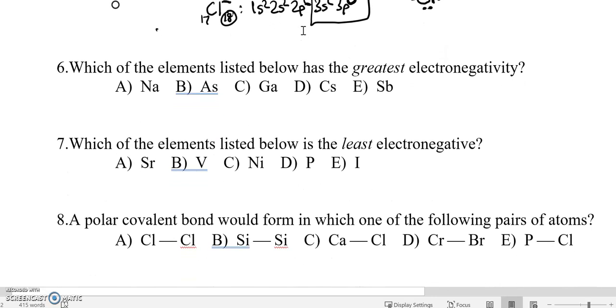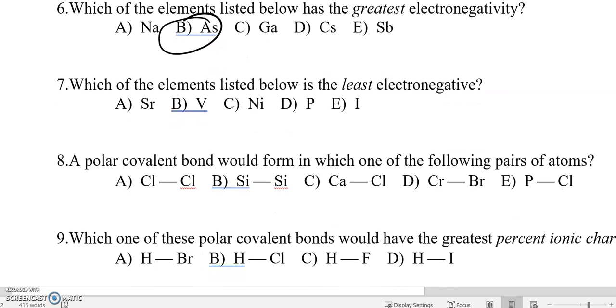All right, so question number 6 asks which element listed below has the greatest electronegativity. You're going to look it up from the periodic table. You'll see that it's going to be B here. Which of the elements listed below is the least electronegative? You're going to look up the table again. You're going to get strontium as the answer.